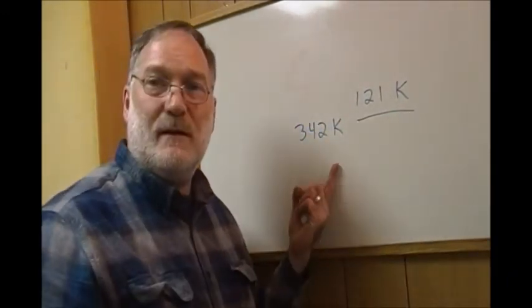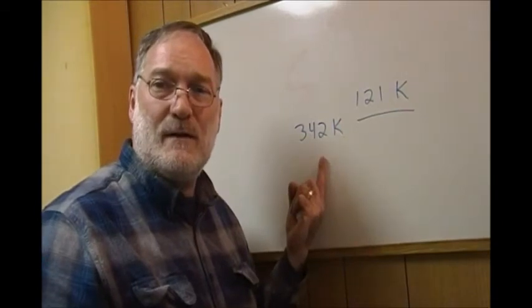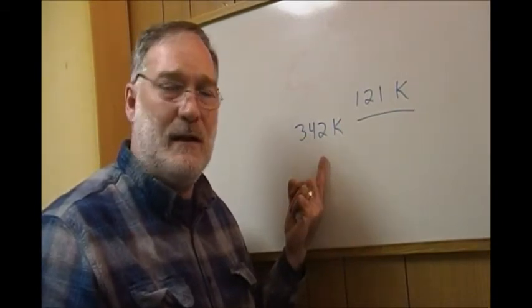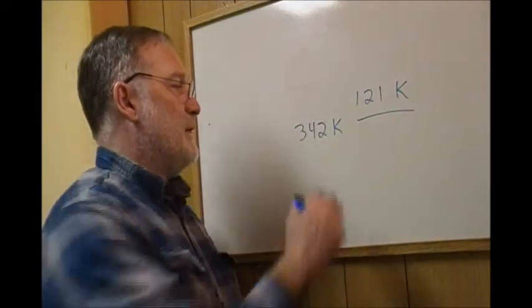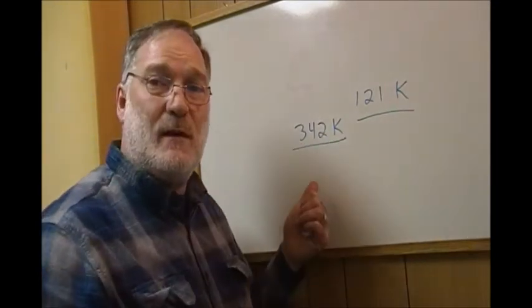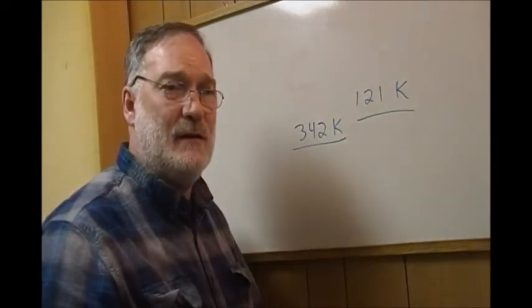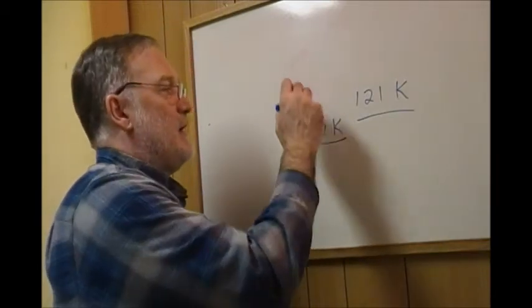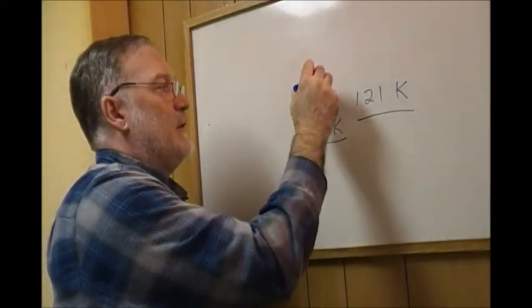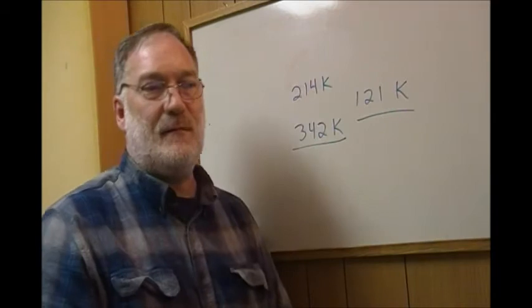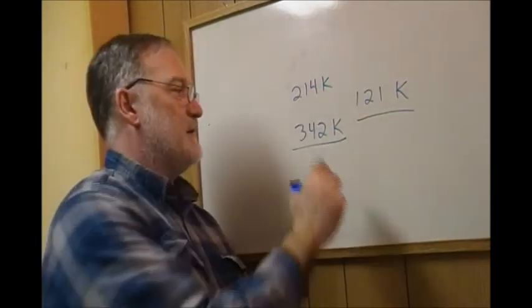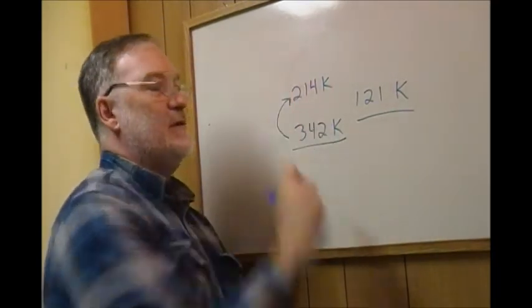Okay, we would expect, with the amount of atmosphere that Mars has, the pressure and the gravity, the temperature at the surface of Mars should be 342 Kelvin. The average temperature is actually only about 214 Kelvin. What's cooling the surface of Mars? Instead of 342, it's 214.